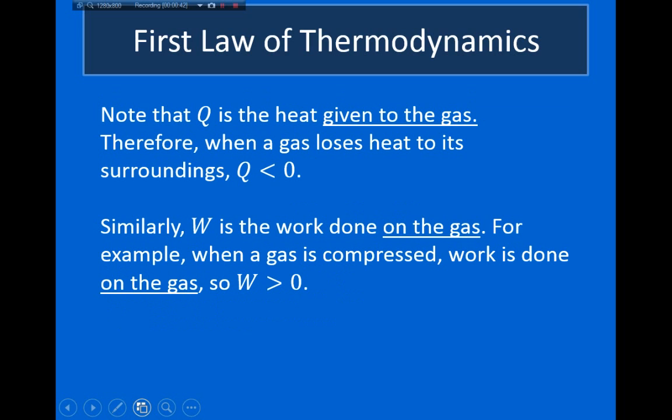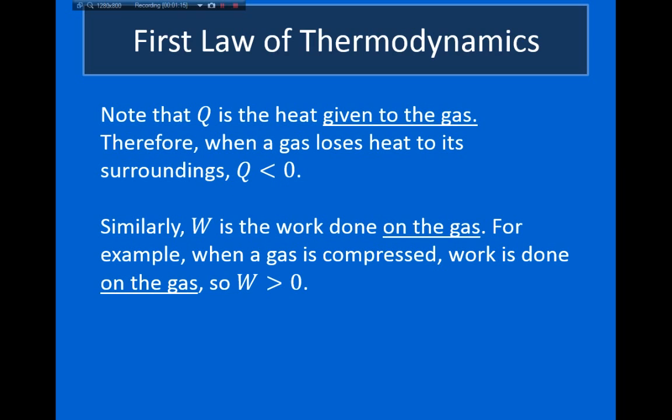So this means that, for example, if you have something like a combustion engine where gasoline is burning, heating up the gas inside a piston, then you're giving heat to the gas. So Q will be positive. Or if you take a gas and place it on a burner on a stove, then you'll be giving heat to the gas, so Q will be a positive quantity. Conversely, if the gas is losing heat to its surroundings, so heat is leaving the gas, then we say that Q is negative. Similarly, we have to be careful about the sign for work.